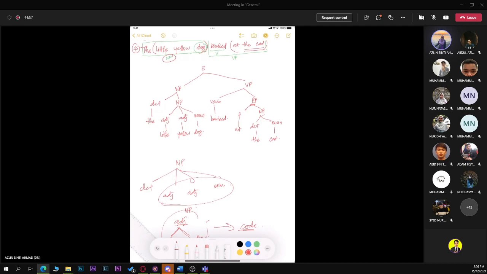But insyaAllah dah nak habis dah group B, group A dah. Group B dalam proses. I think separuh lagi kot. So I try to finish it by this week. So insyaAllah next week, awal next week you all akan dapat 30% tu. Okay? So sorry sebab slow.